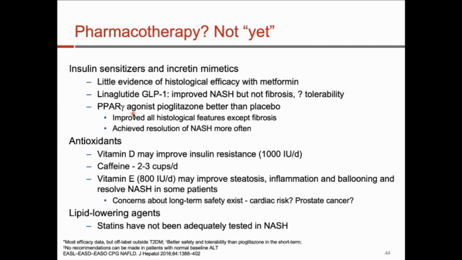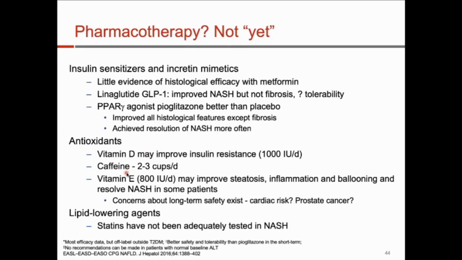There was interesting data with PPAR agonists such as pioglitazone. It was better than placebo and improved all the histological features of NASH, except it did not do anything about fibrosis. As a result, it's also not recommended. Now, in terms of antioxidants, there is data for vitamin D, and I do recommend this for all patients, especially those living in North America, where we're very commonly vitamin D deficient. I recommend vitamin D 1,000 to 2,000 IU a day, depending on their BMI.